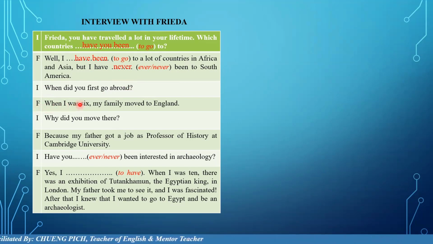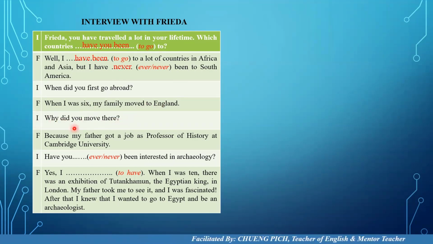Interviewer: When did you first go abroad? Freda: When I was 6, my family moved to England. Interviewer: Why did you move there? Freda: Because my father got a job as professor of history at Cambridge University.